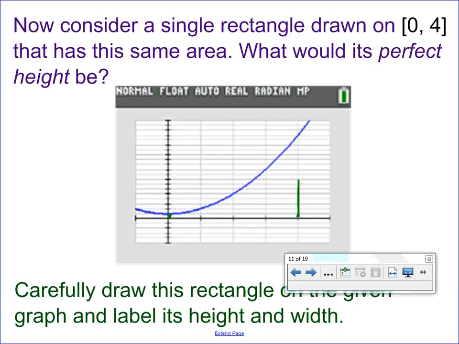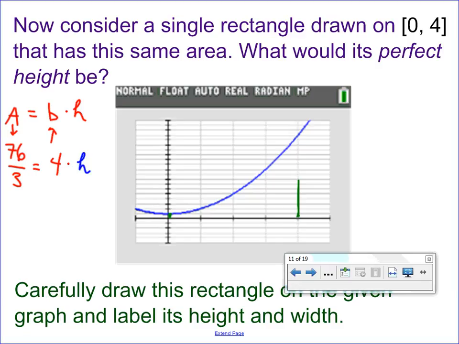Well, I know that in general, the area of a rectangle is base times height. And in my picture, the width of this rectangle is 0 to 4, so isn't the width 4? And isn't the area of that rectangle we want to be the same as the exact area underneath the curve, which we just found was 76 thirds. So if the exact area A is 76 thirds and the width of my rectangle is 4 units, can I figure out its height? Yes, I can.